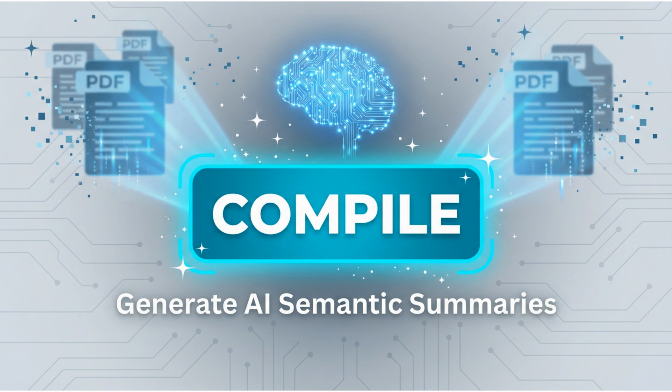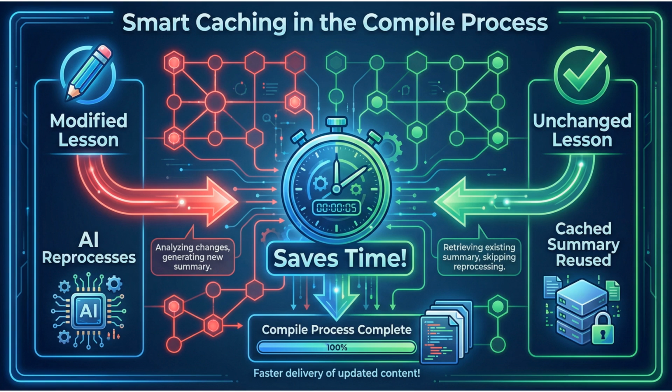This is what makes the student AI tutor so incredibly smart. Without compiling, the tutor only has individual lesson notes. With compiling, it has the full picture. It's a genius. And thanks to smart caching, if you update just one lesson and recompile, the system only reprocesses that one lesson. Everything else is reused from the previous compilation. Fast, efficient, and your electricity bill will thank you.